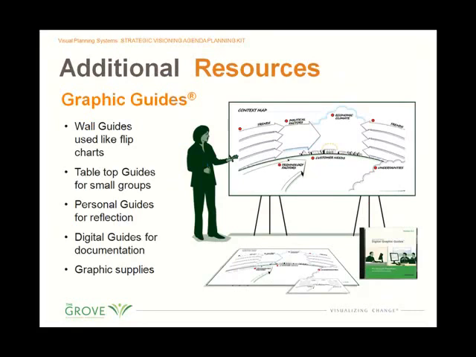Now, the Grove has additional resources for you to use. Here are some pictures of the alternatives. These wall guides here, the big ones, are used just like a flip chart, and you just write in them the way you would on a flip chart. The difference being the whole group can then think panoramically when you're done, rather than seeing a whole blizzard of small flip charts everywhere.